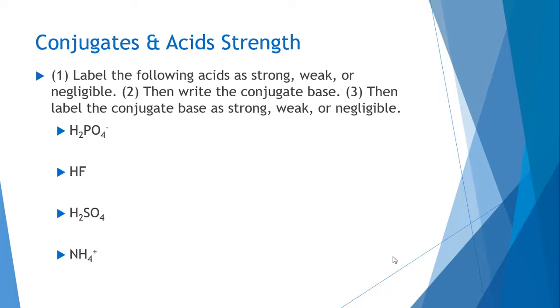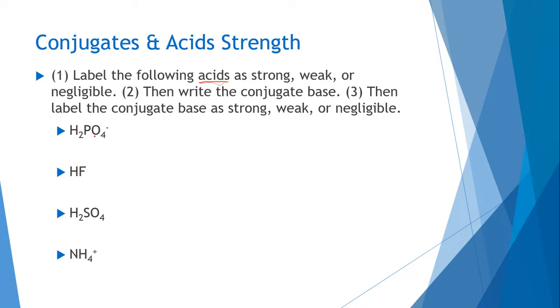In this question, and you're going to see something similar to this on your homework, it says 1, label the following acids as strong, weak, or negligible. So let's go through and look at these. Note, this problem says that they are all going to be acids. So I want to look on the acid side of the chart. I need to figure out if they're strong, weak, or negligible.